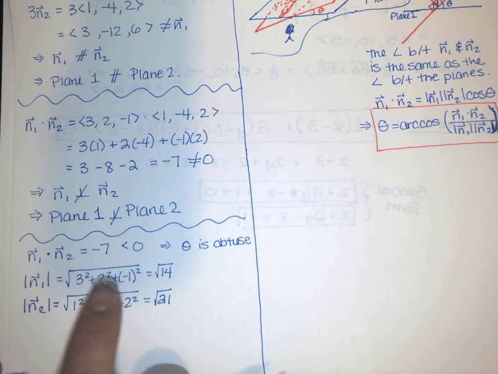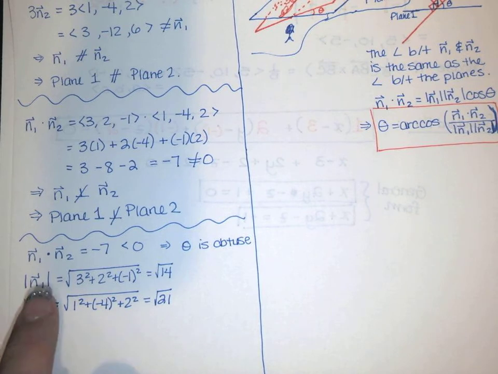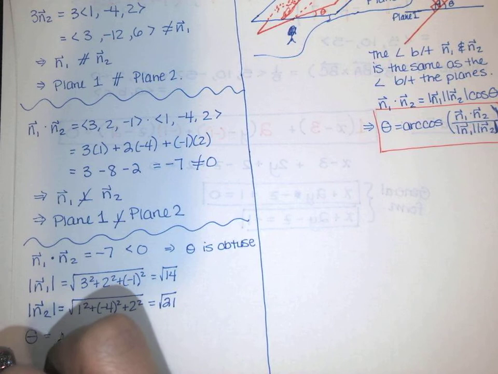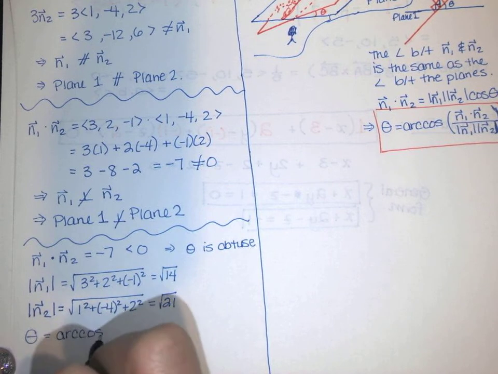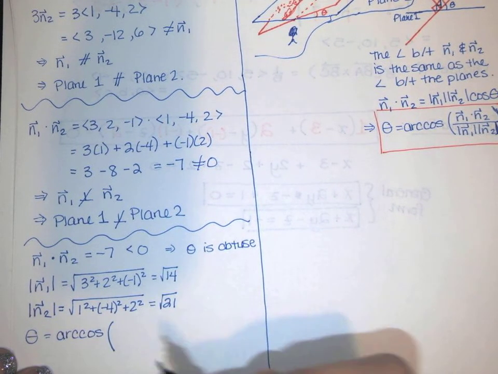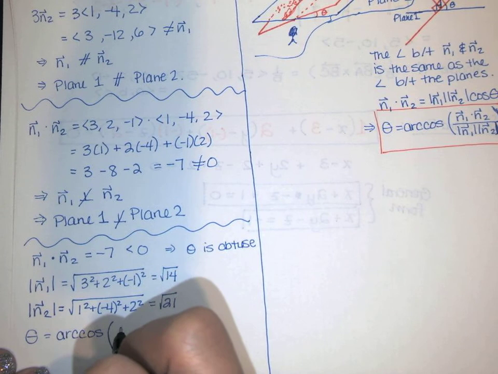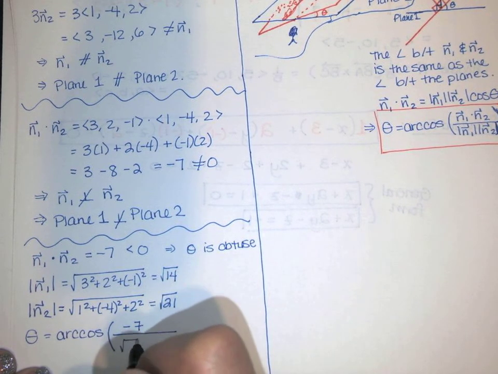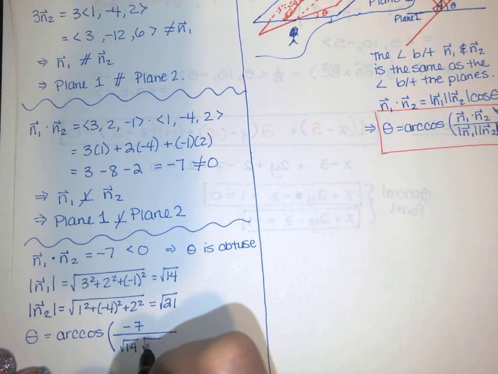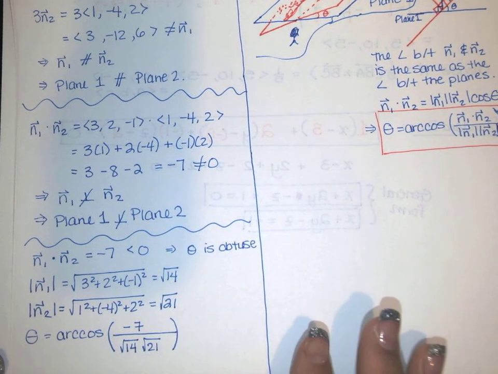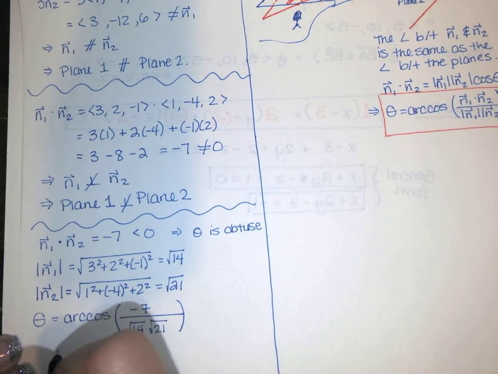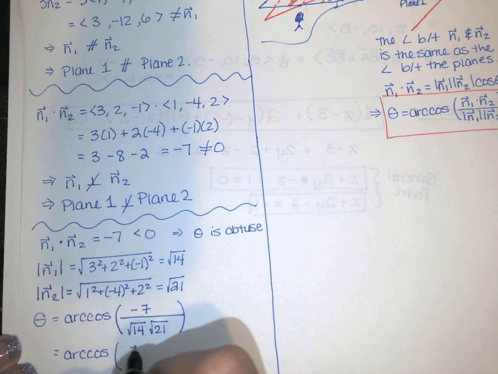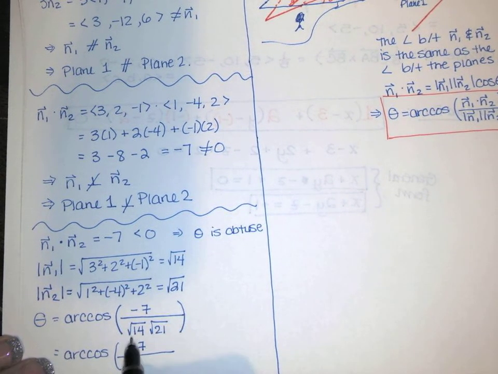Now if you want, you could simplify the dot product divided by this length and this length. You don't have to though. But theta is the inverse cosine of the dot product, which is -7, divided by the length of n1 times the length of n2. And I think some of you probably see it. You probably want to simplify that too.